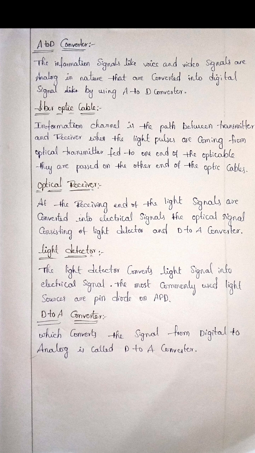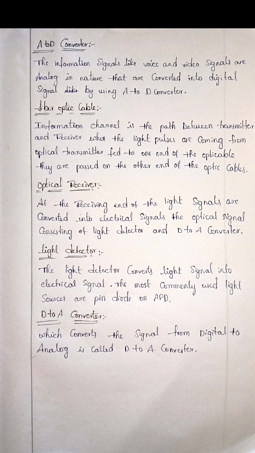Fiber optic cable. Information channel is the path between the transmitter and receiver. When the light pulses are coming from optical fiber, optical transmitter fed to the one end of the optic cable, they are passed on the other end of the optic cables. ఇన్నాళ్ళు మాట్లాడుకున్నట్టు ఫైబర్ ఆప్టిక్ కేబుల్ అనేది ట్రాన్స్మిటర్కి వన్ ఎండ్ రిసీవర్కి వన్ ఎండ్ ఉండి ఆ సిగ్నల్ని దాంట్లో గుండా పాస్ చేసుకొని ట్రాన్స్మిటింగ్ రిసీవింగ్కి హెల్ప్ చేస్తుంది ఫైబర్ ఆప్టిక్ కేబుల్.